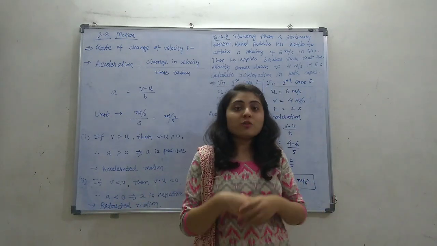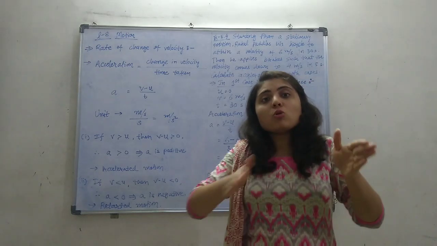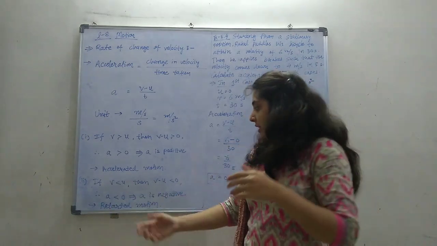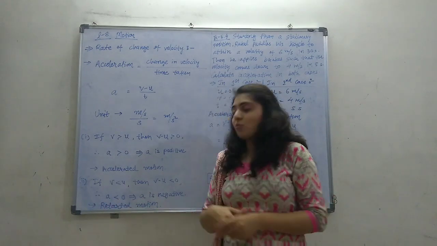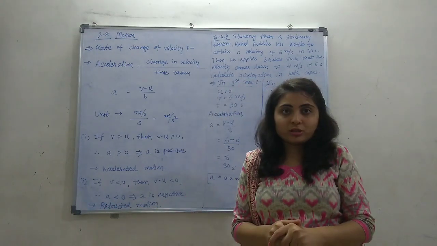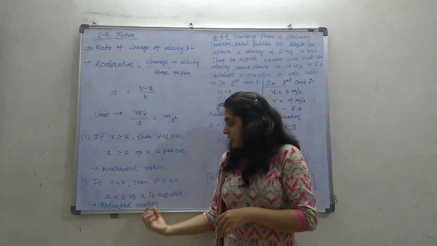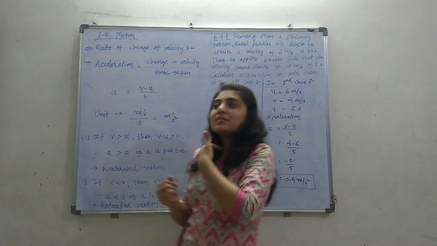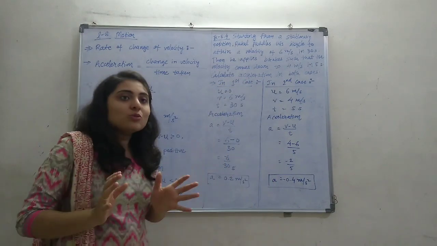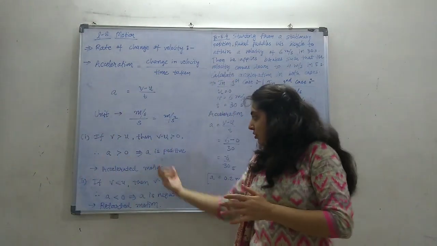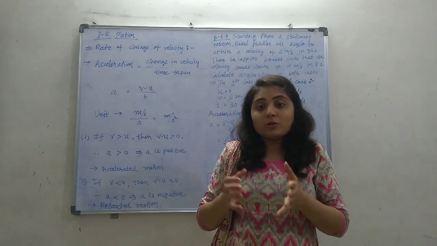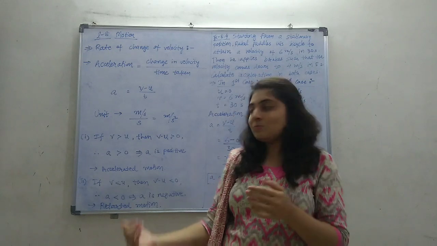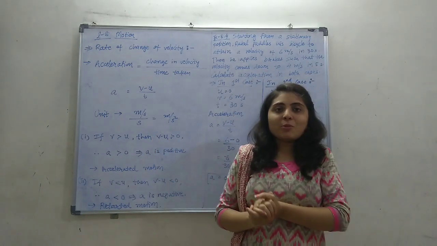And this kind of motion, when the object slows down, the velocity decreases finally. This kind of motion is known as retarded motion. And for the retarded motion, acceleration is always negative. So the value of acceleration, positive or negative, represents whether the object is speeding up or slowing down. Right? So this is the whole idea about the acceleration.